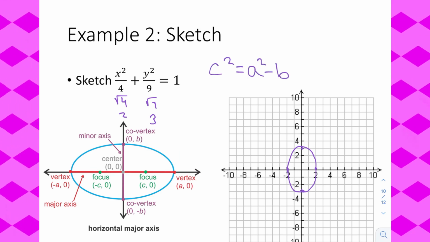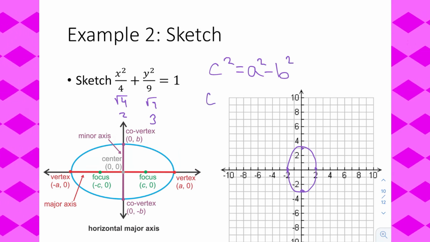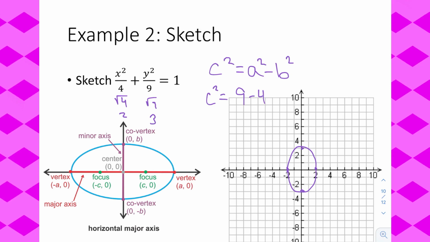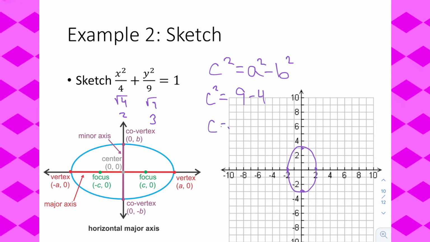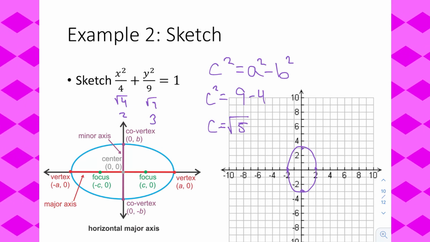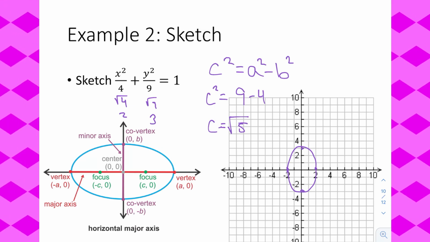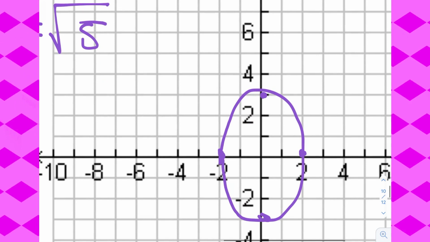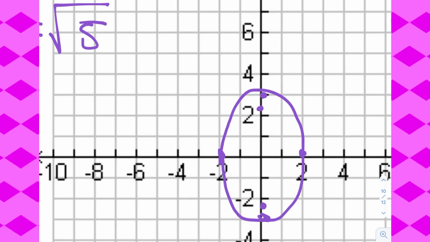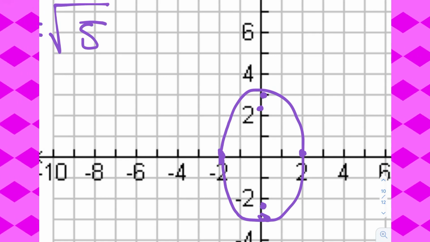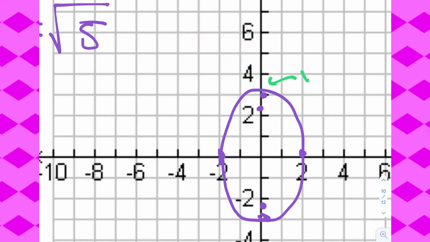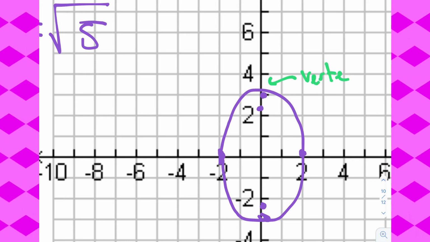So again, we have that equation, c squared equals a squared minus b squared. A squared is already given to us as 9. B squared is already given to us as 4. So c is going to equal the square root of 5. 9 minus 4 is 5. And this is roughly 2.2-ish. So we'll do our best approximation on the graph, and we'll sketch those 2 points, up and down 2.2-ish.